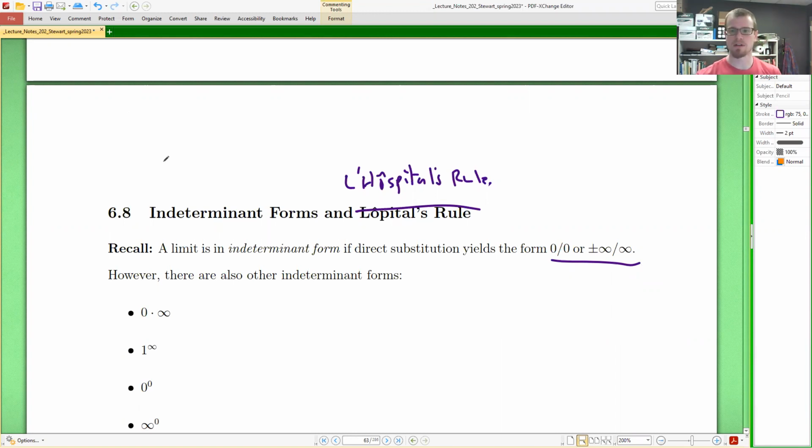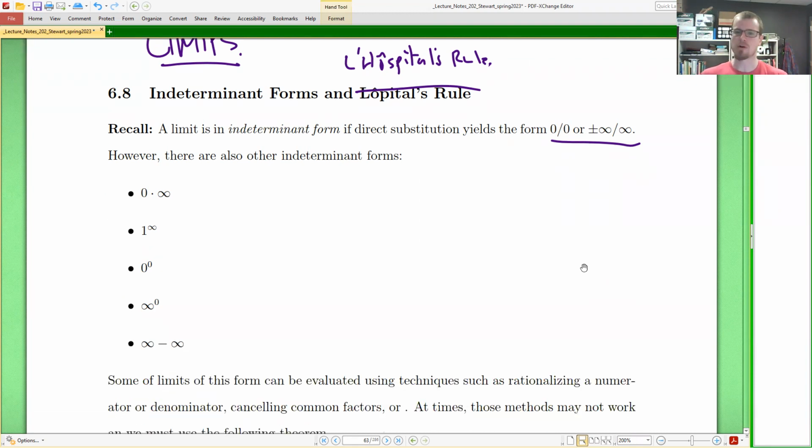So again, we are talking about limits here. We want to first say, okay, what's an indeterminate form? And again, we have seen some of them already, but we would also like to consider a few new indeterminate forms, things that we will now encounter and manipulate accordingly.